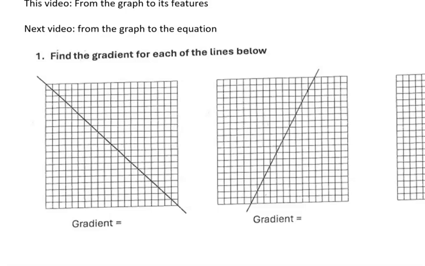So the gradient measures the steepness of a line, and the easiest way to find it is to use what I call blobby points. A blobby point is one where the point on the line is sitting on the corners of the squared paper, so it's not a fraction of the way in between. All of those points that I've drawn with the purple pen are blobby points.